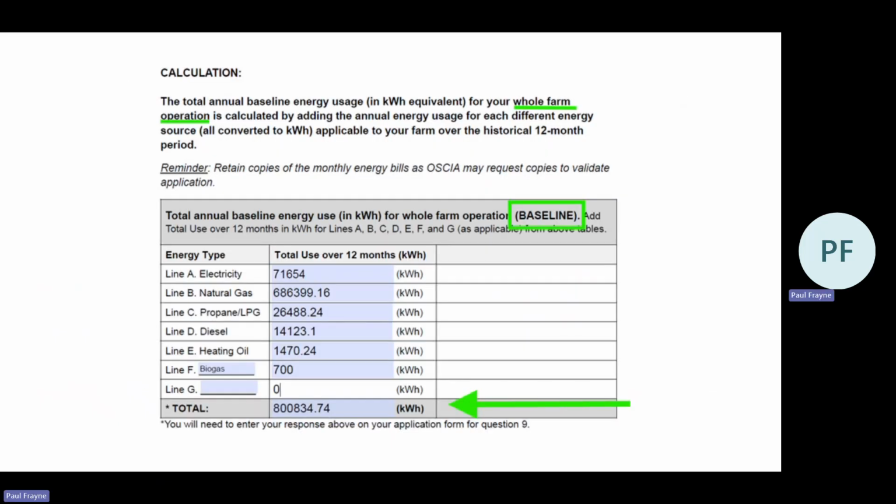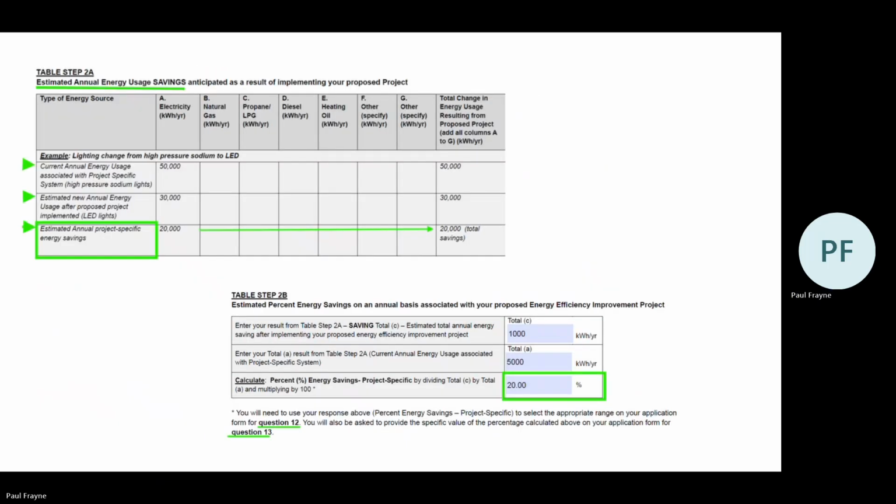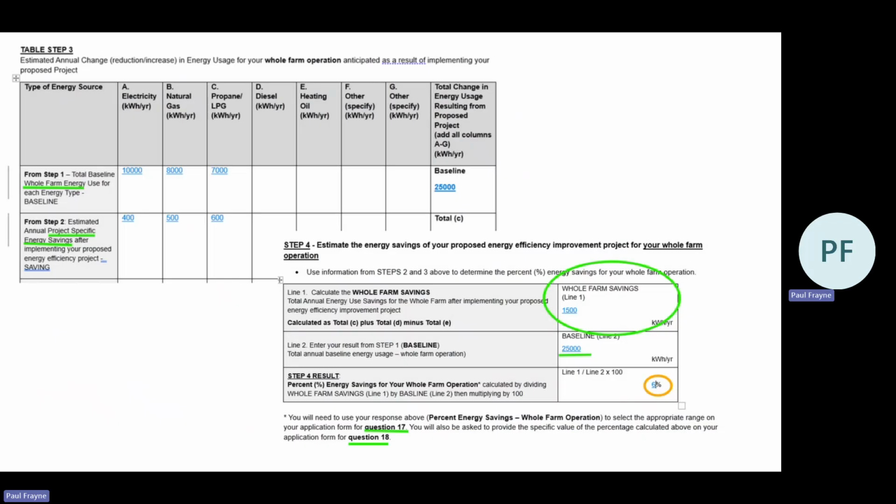Let's review the key requirements of the energy worksheet. It has to be complete, it has to be accurate, and based on a 12-month baseline energy data. You estimate the project-specific savings for your energy efficiency improvement project, and you also estimate the whole farm savings as a percentage calculation.